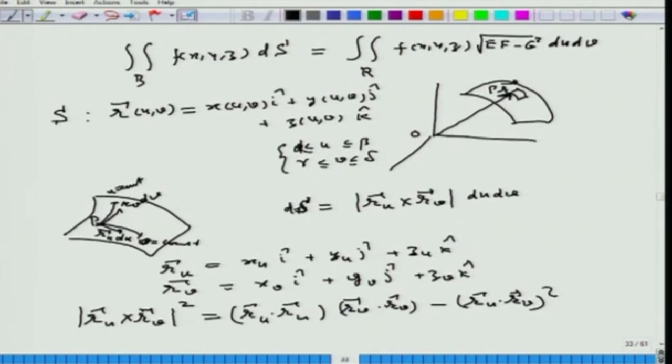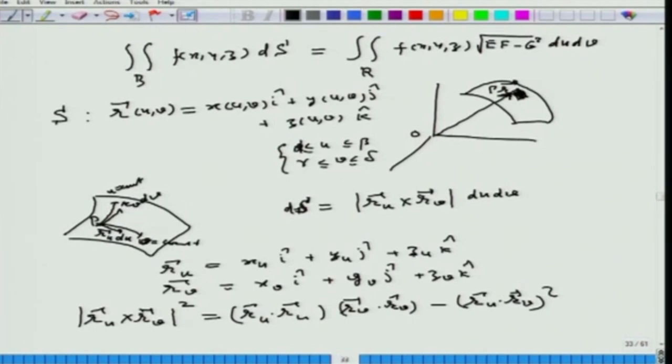Here then this element area dS, we have seen, comes out to be the absolute value of the cross product r_u cross r_v du dv, because r_u du is the tangent element on the curve v equal to constant, and r_v dv is the tangent element on the curve u equal to constant. So this curved surface element like this darkened one is given by dS equal to absolute value of the cross product r_u cross r_v, and since du dv is positive it comes out. So that is the element area dS, and here r_u is the partial derivative of the position vector r with respect to the parameter u, and r_v is the partial derivative with respect to v.